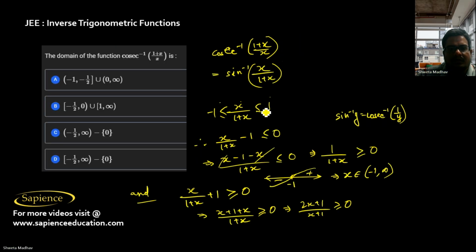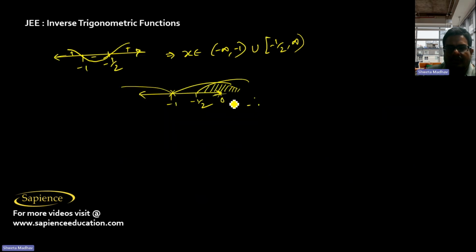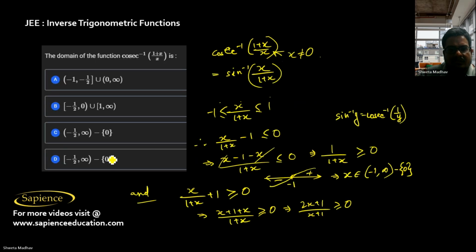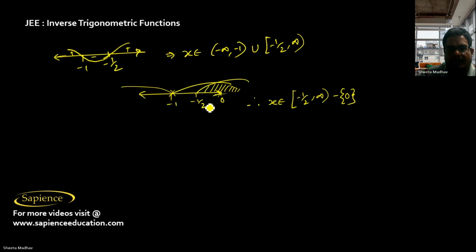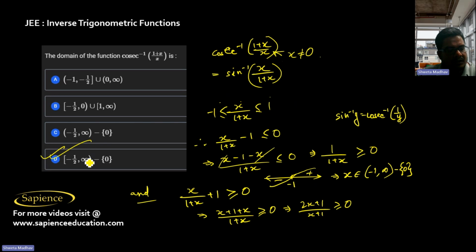And here 0 also we should not include. Obviously here x should not be 0, since then this will be undefined. So 0 we can't take. So excluding 0 we can take. So x belongs to minus half to infinity minus 0. Minus half we can include. So obviously option D is the correct answer.